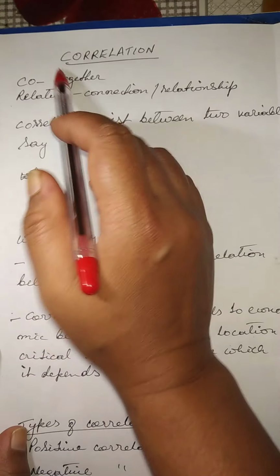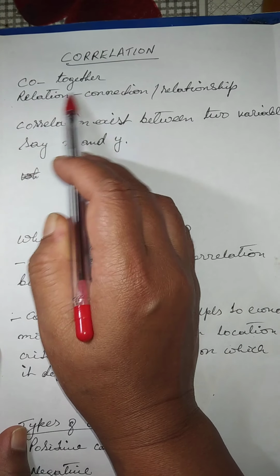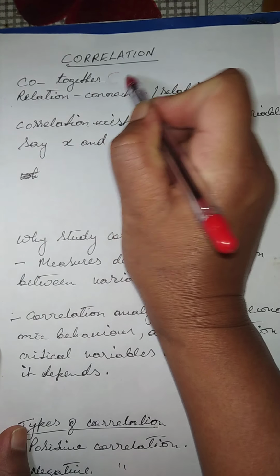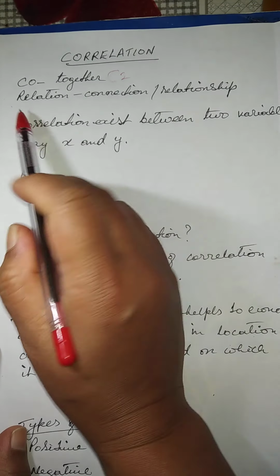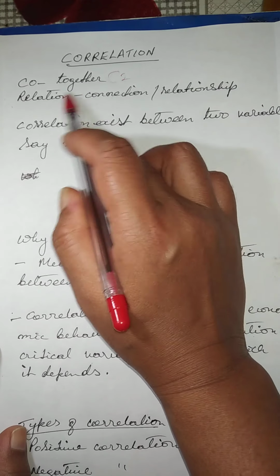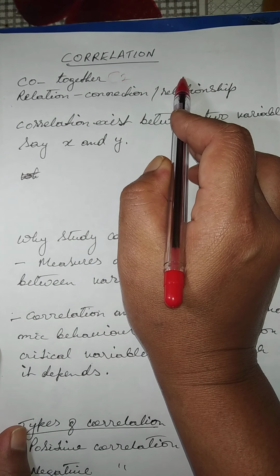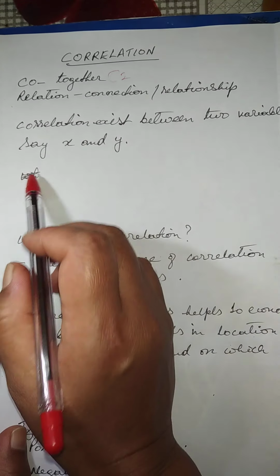So here the word correlation, you can see there are two words, co and relation. Co means together. When we say together, it should be two or more than two, and then relation means connection and relationship. That means correlation means that there is a connection or relationship between two or more variables. Okay, two or more variables.